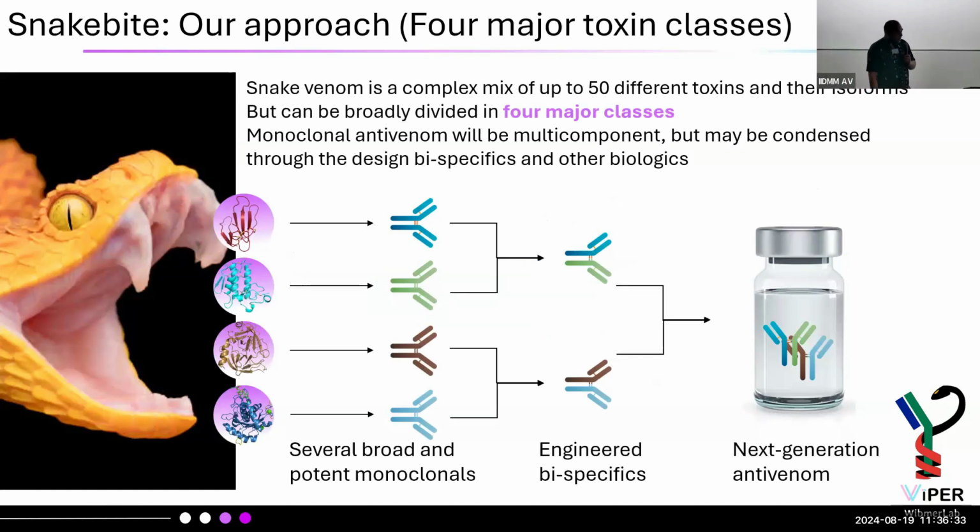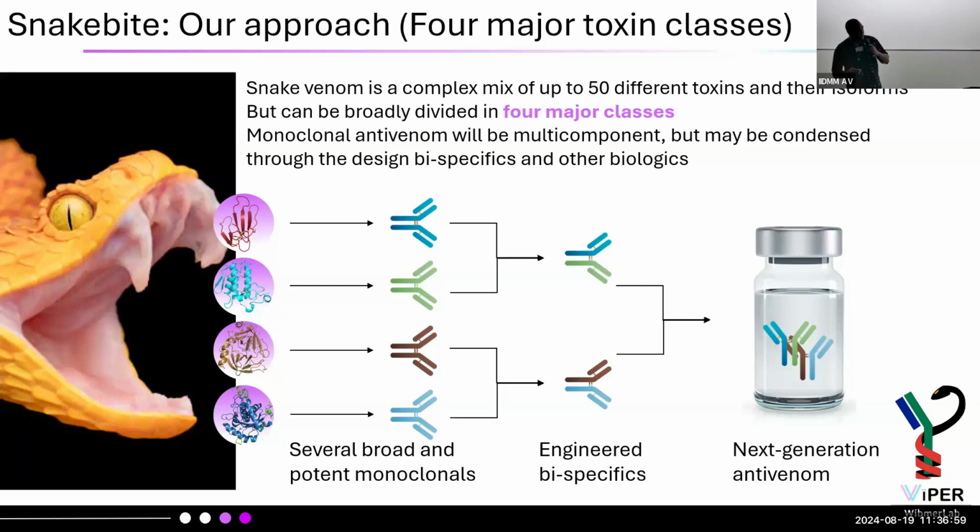That being said, venom is a complex target. There are something like 50 different proteins and their isoforms that the snake injects into your blood once it's envenomated you. They're all doing different things. But we can broadly class the major toxins in snake venom into 4 major classes. And so the idea is to develop 1 or 2 monoclonals to each of those toxin classes, so we end up with something like a maximum of 8 antibodies.